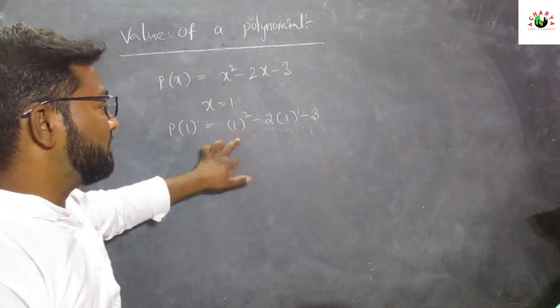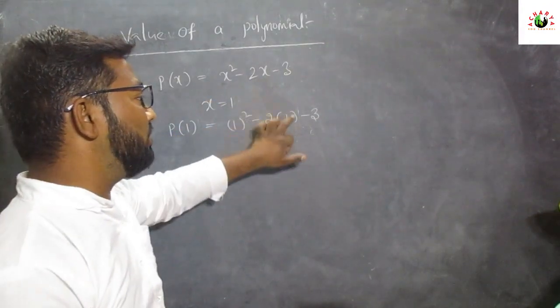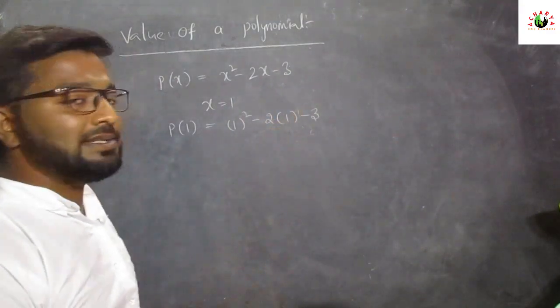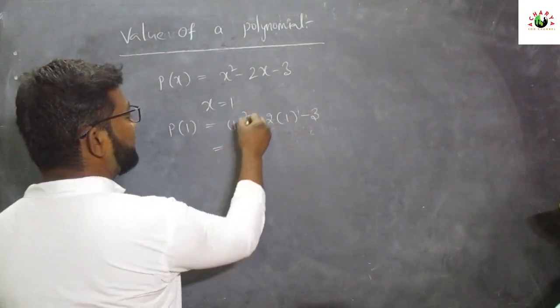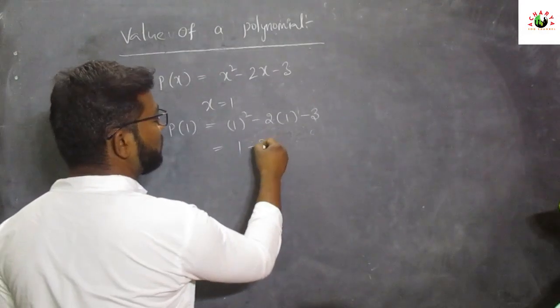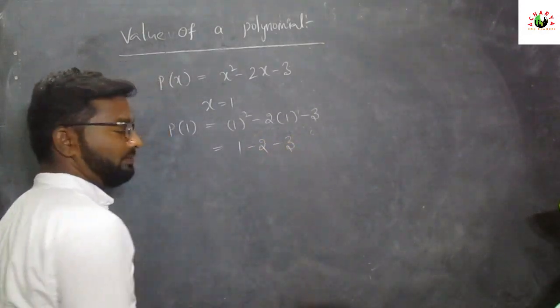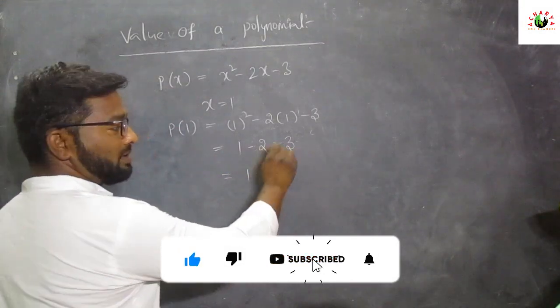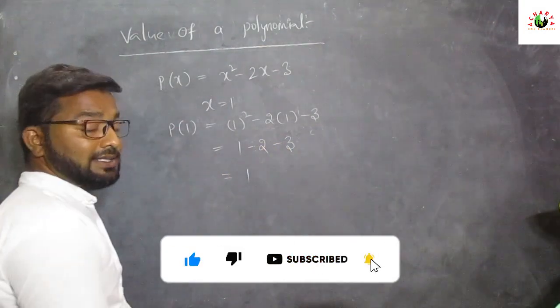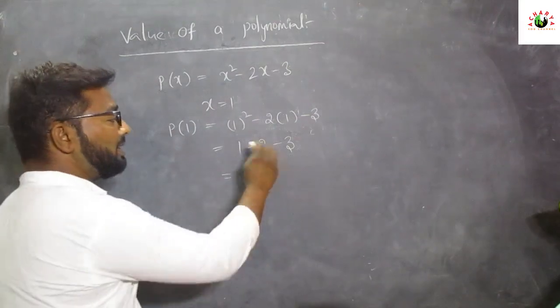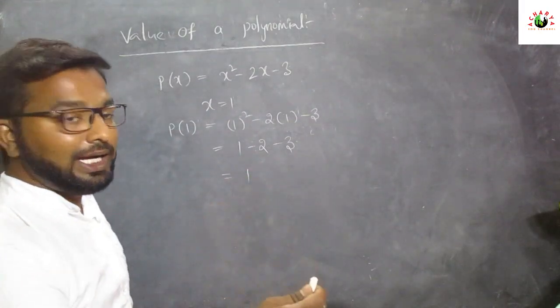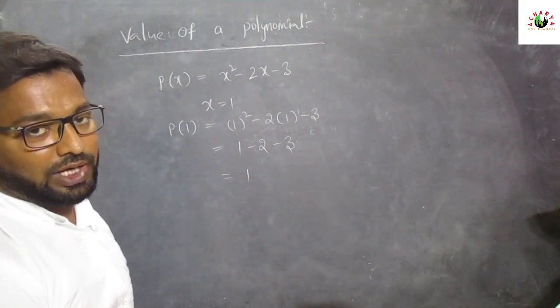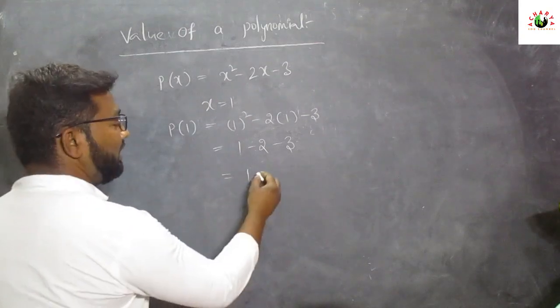Here x square means 1 square, minus 2 into x, that is 2 into 1, minus 3. Now 1 square is 1, minus 2 ones are 2, minus 3. Both terms are negative: 2 has a negative symbol and 3 has a negative symbol. Both numbers having negative symbols, we should add them and finally write a negative symbol.